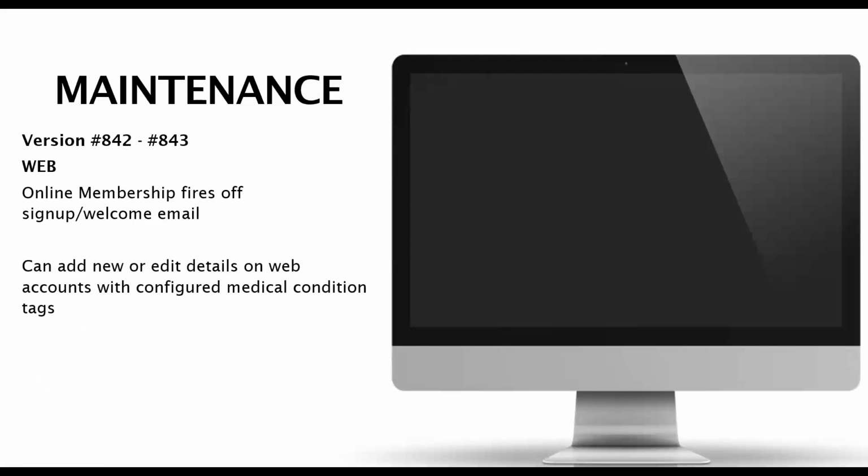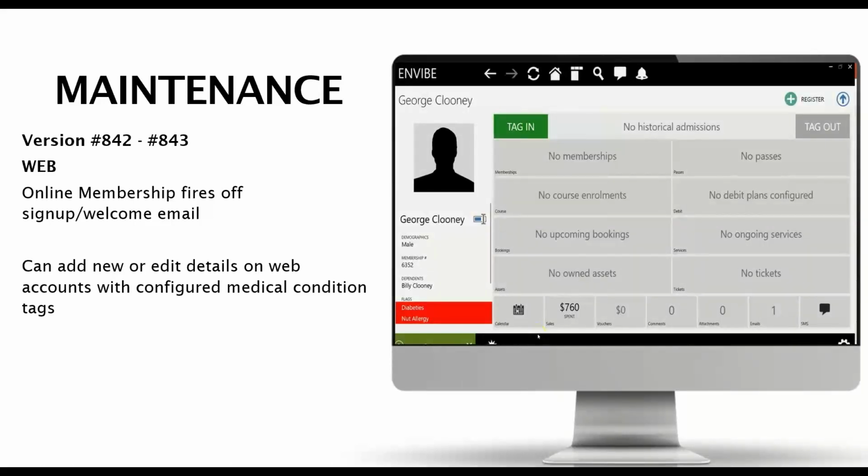Another one that came up was when someone had configured medical condition tags. When you went onto the online portal, there was difficulty with this add and edit. So let's have a look at that one. Okay, so here is George Clooney. We can see from his contact info, he has medical conditions of diabetes and allergy. Let's pop over to online now, change some details.